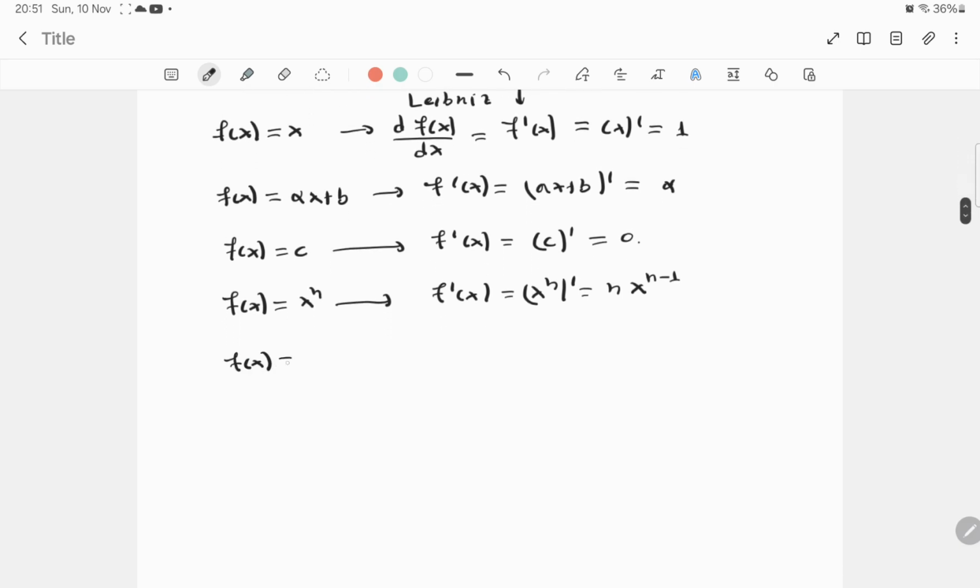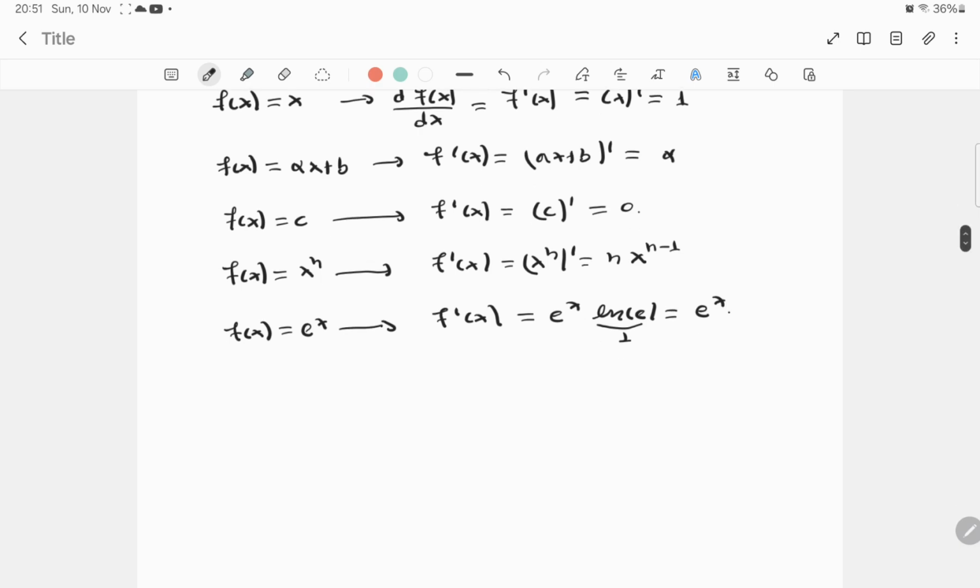F of x equals e to the power of x. The exponential function stays the same when you differentiate it. E to the power of x ln e, ln e is 1, so what you get is e to the power of x. You have the function f of x equals a to the power of x. The derivative of this function is a to the power of x times the natural logarithm of a.